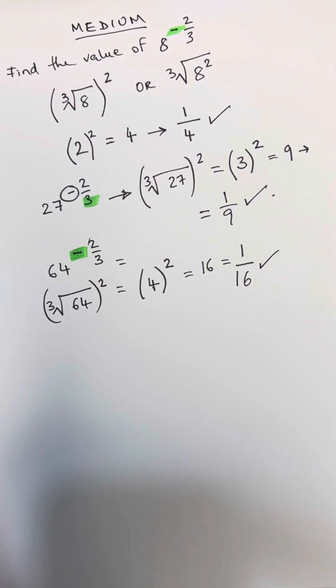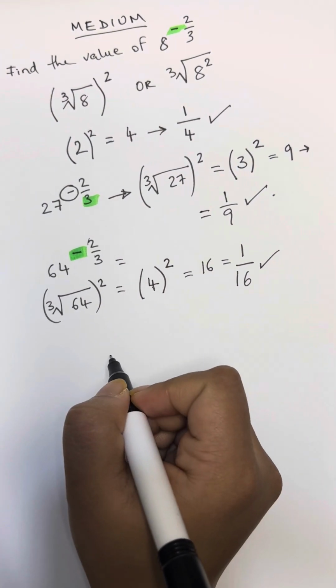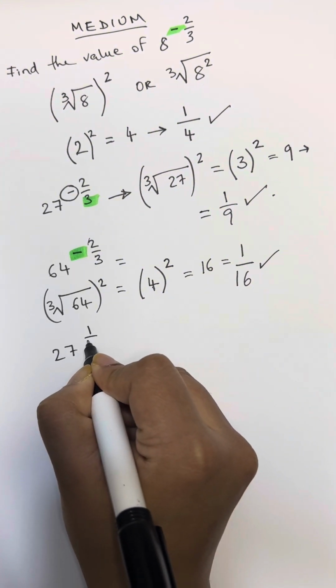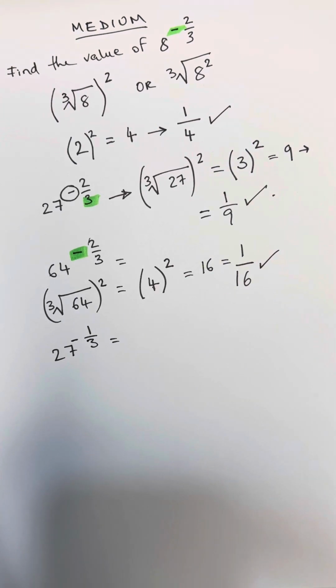Let's try to do one by yourself, and we're going to go through the answer, which is find the value of 27 to the power of negative 1 over 3. So how would you do this? 27 to the power of negative 1 over 3. Feel free to pause this video. In the meantime, let's solve it together.